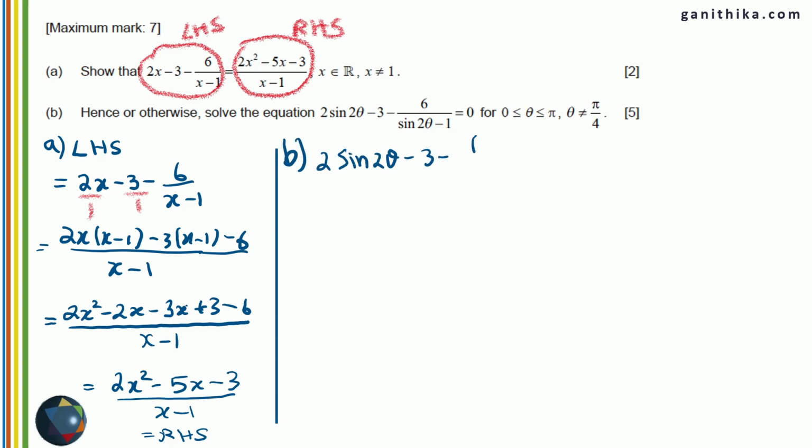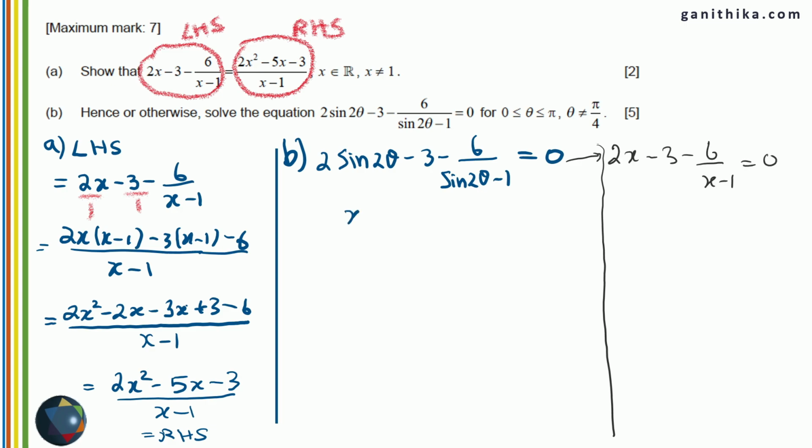You have in question B 2 sine 2 theta minus 3 minus 6 over sine 2 theta minus 1 is equal to 0, and you have to solve this equation. It's a hence or otherwise question, so there should be some connection to this with question A. Looking back at question A, you can see that you simply have to substitute x as sine 2 theta. Then you are going to get question A in question B form. Now simplification of question A, the left hand side becomes this on the right hand side. Therefore we can also equate this to be equal to 0.